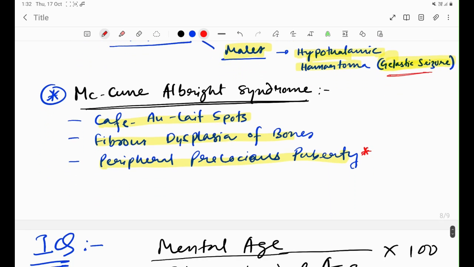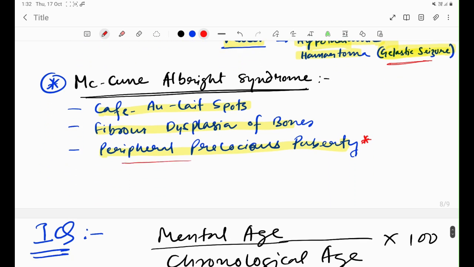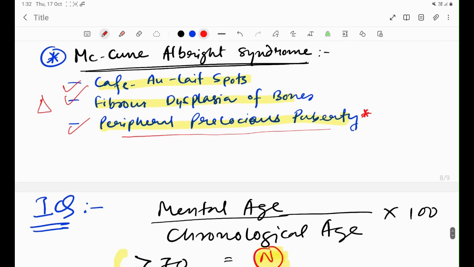Now, McCune-Albright syndrome has peripheral precocious puberty. That's why I have added it here. It has cafe-au-lait spots, fibrous dysplasia of bones, and peripheral precocious puberty. It's a kind of a triad, known as McCune-Albright syndrome.